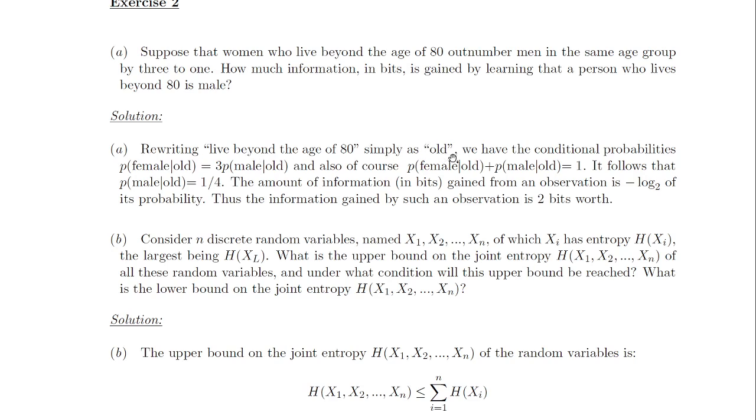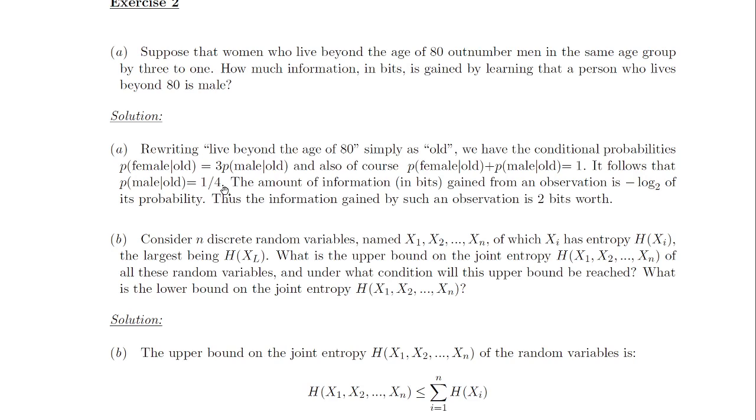Let's shorten the notation. We'll simply write the word "old" to mean somebody who lives beyond the age of 80. And we have, therefore, the conditional probability: given that somebody's old, the probability that they are female is 3 times greater than the probability that they're male. And of course, it also follows, at least at the present time, last time I checked anyway, that the sum of the probabilities of being male plus being female equals 1. From these two expressions, it follows that the probability of being male, given that somebody is old, is just 1/4.